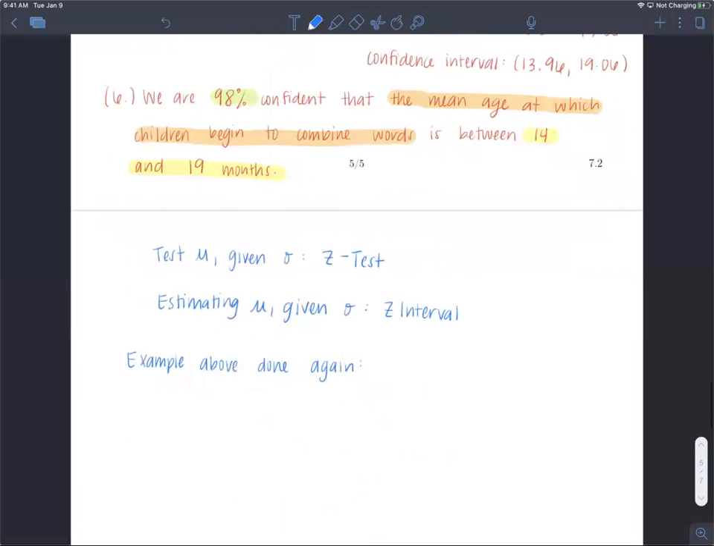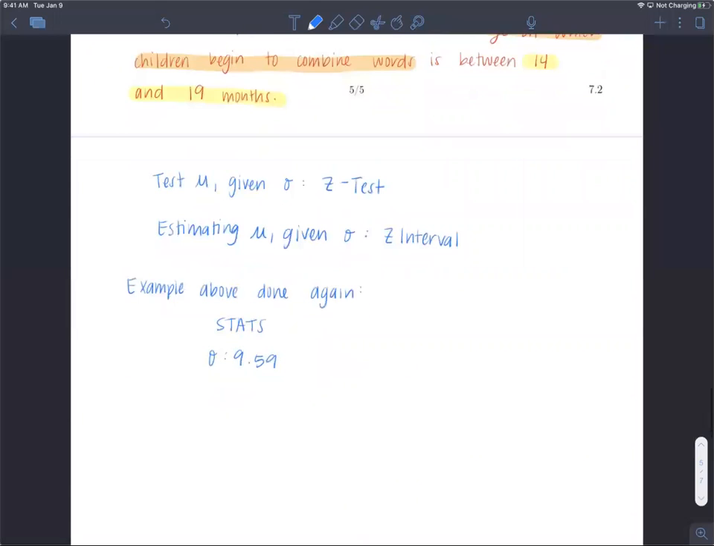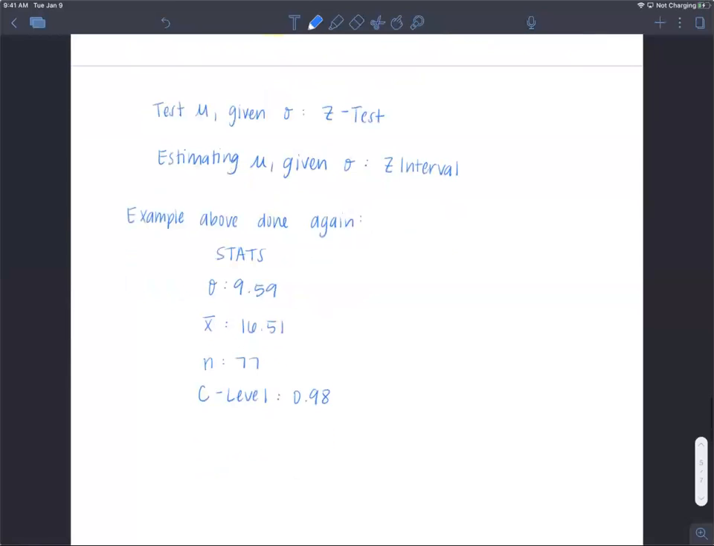And so here, this is how it would look in your calculator. So stats, sigma 9.59, X bar 16.51, N 77, C level 0.98, and then you just hit calculate, and you're going to get the same interval that we found. So here is the interval that you get.